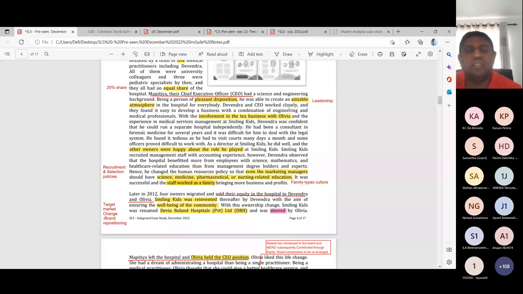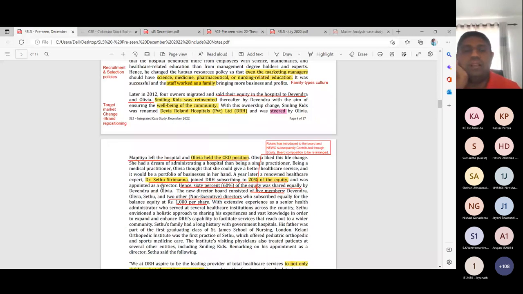Now this recruitment and selection policy seems to be okay. But I have a small doubt here whether you can organize and run it without any management degree holder, without management knowledge, right? So we'll see. Then later in 2012, four owners migrated and sold their equity in the hospital to Devendra and Olivia. There were five doctors, no? Now they have sold the equity. Now it has become a fully owned business for their family.